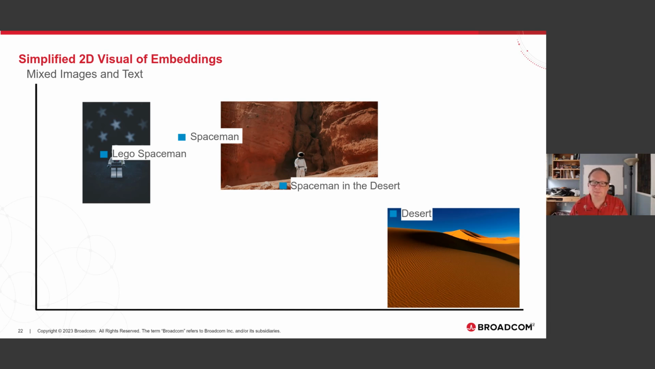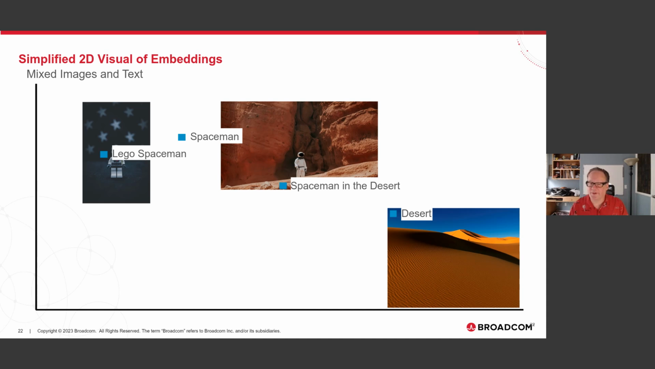A better idea is spaceman. It doesn't really hit these two images, but they're somewhat related. So I would do a vector search, and what a vector search ends up doing is finding the nearest neighbors, right? So the nearest neighbors to spaceman in this image are that Lego spaceman and the spaceman in the desert.